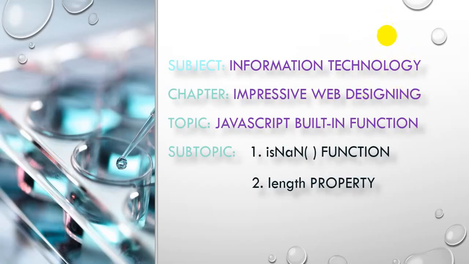In our previous lecture, we have seen built-in functions in JavaScript, in which we have seen parseInt, parseFloat, and many other functions which are given by JavaScript. Now we are moving toward one of the important functions of JavaScript, that is isNaN. That means you accept some value and you have to check whether the value is a number or not. What is meant by isNaN? That is, not a number.